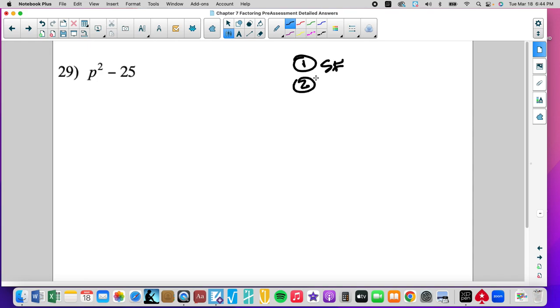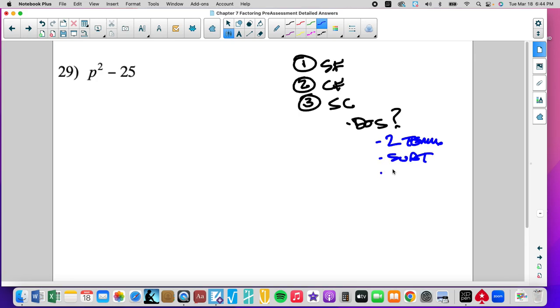Standard form, common factor, special case. We're testing difference of squares. Difference of squares has two terms. So does this. Difference of squares has subtraction. So does this. And difference of squares, both of the terms are perfect squares. So is this. So it is the difference of squares. So p minus 5, p plus 5.